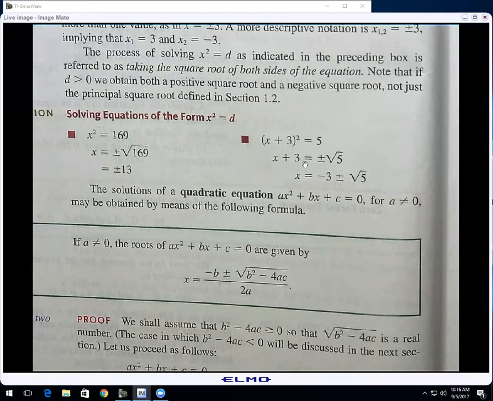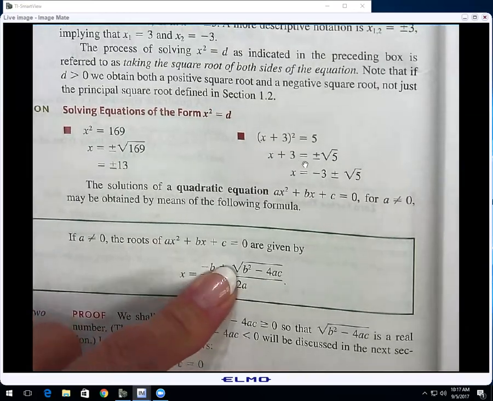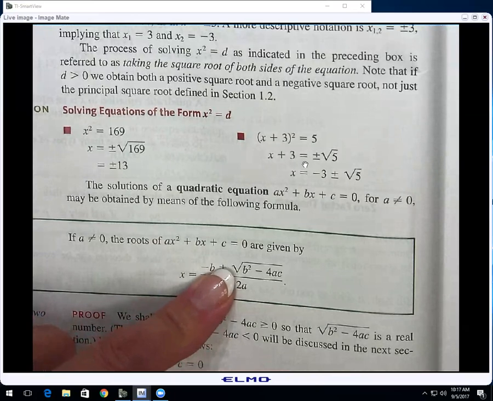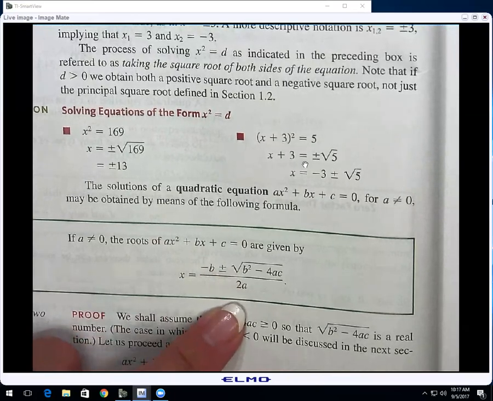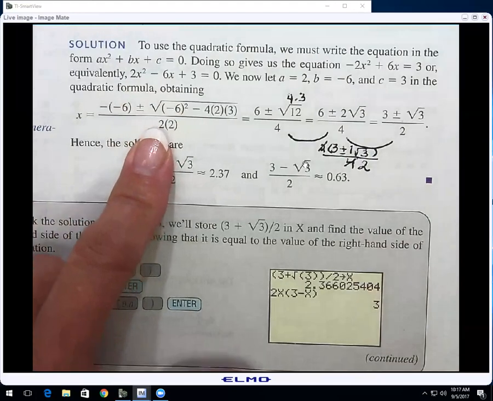You just peel off the coefficients of the quadratic equation. The quadratic equation in standard form is ax squared plus bx plus c. You peel off those coefficients a, b, and c and plug them into the quadratic formula. Simplify as much as possible. A good example of that is example 5 on the next page.